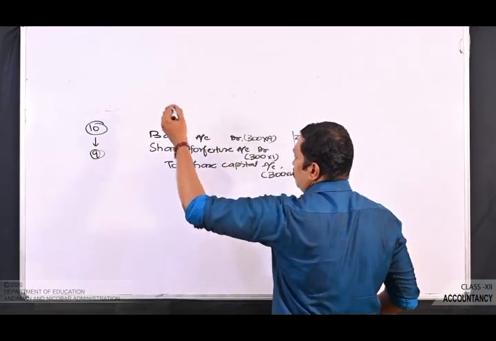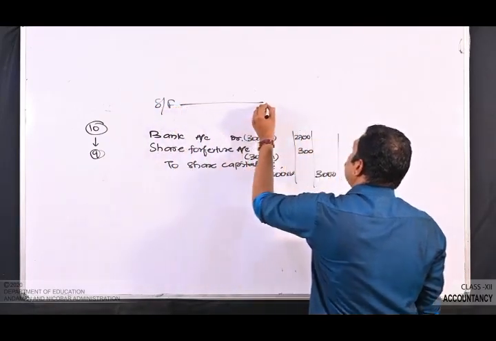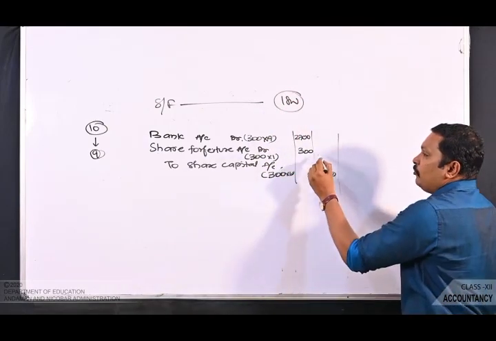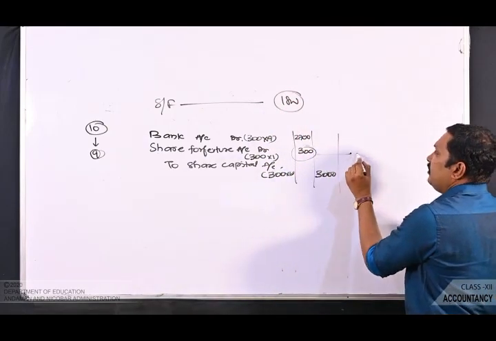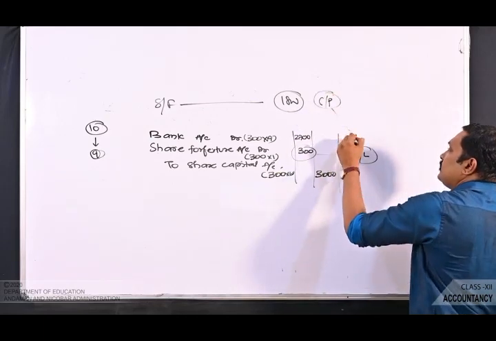Previously we got forfeiture account in the previous problem. How much capital profit did we have? 1800 was there, no? So now how much capital loss have we got? 300 is the capital loss. This is capital profit and this is capital loss.